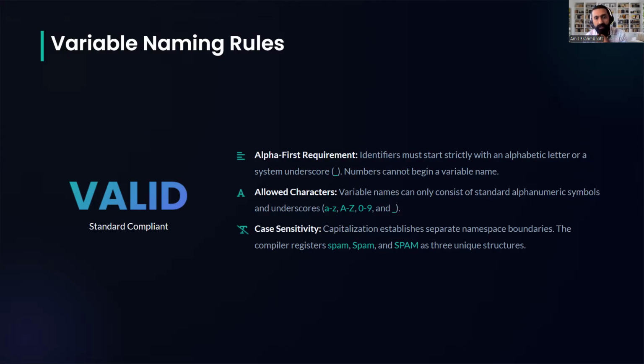Lastly, Python is strictly case sensitive. This is a common pitfall with the Python compiler. Spam with a lowercase s and spam with an uppercase S and spam all in caps are three completely different distinct memory slots. Make sure you keep your naming conventions consistent. I highly recommend using snake case for your variables to keep your code highly readable and standard compliant.